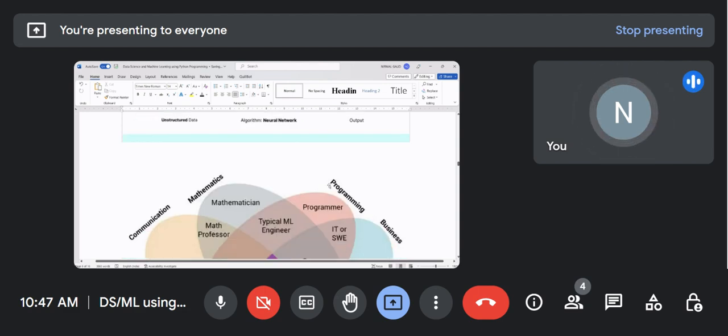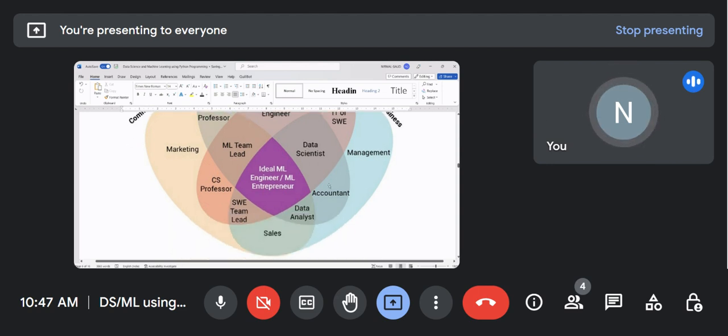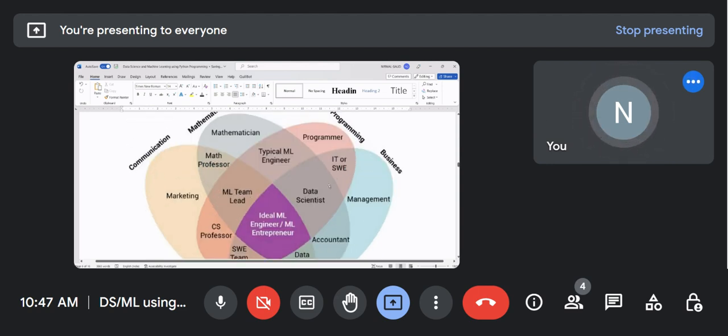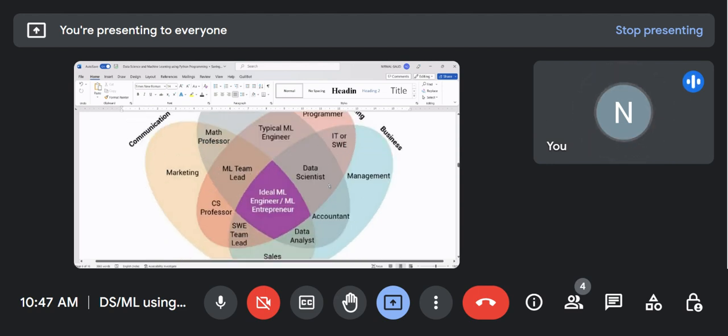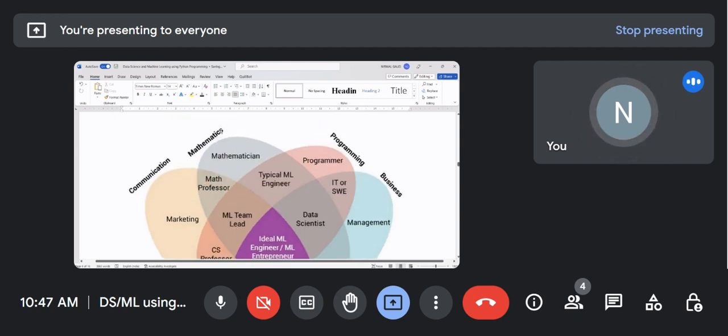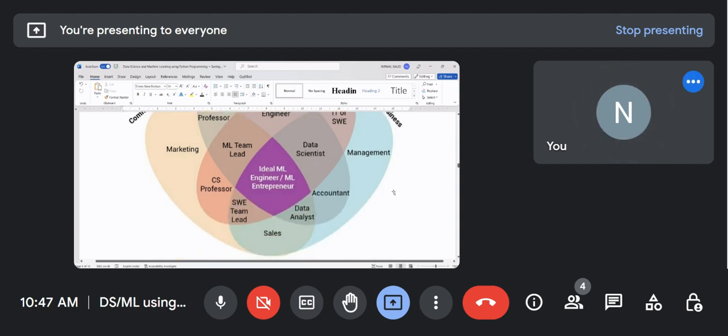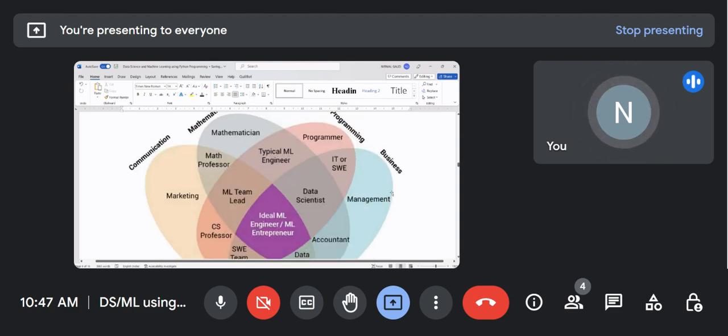And the next is, you can see what skills are required to be a machine learning engineer, a machine learning entrepreneur. You should know the maths, you should have good communication skills, you should know the programming, business, everything. It's a complete subset.